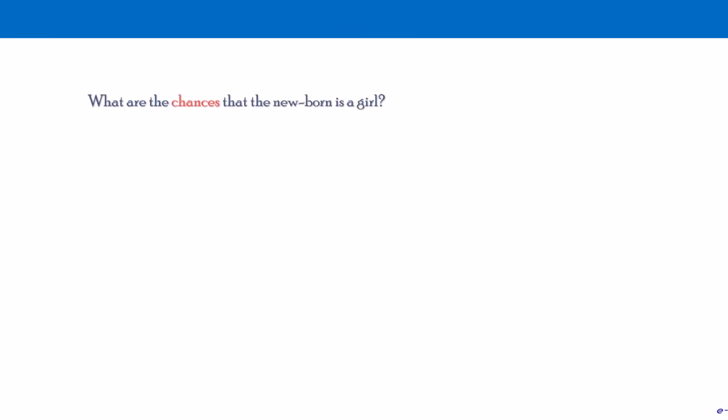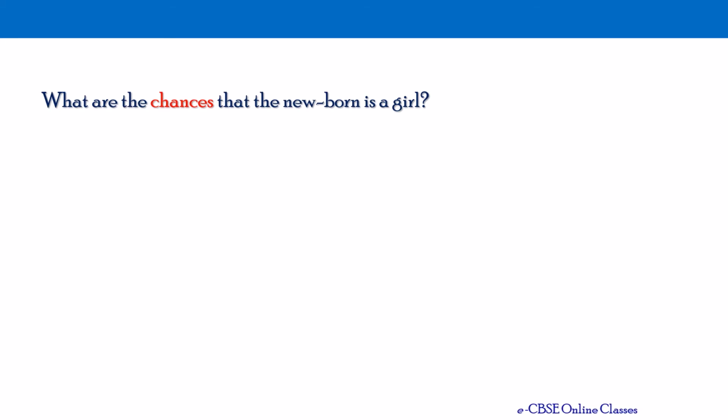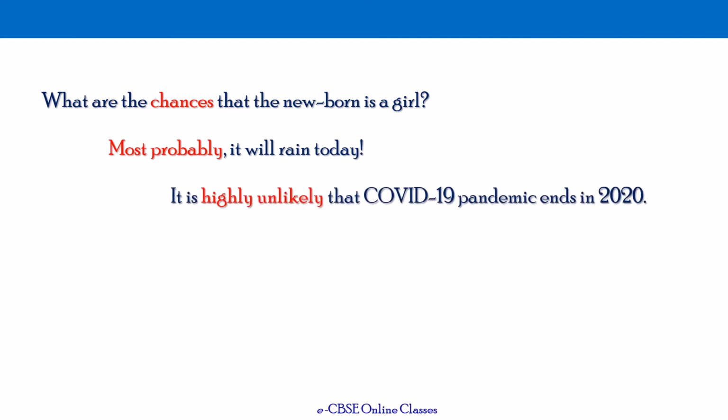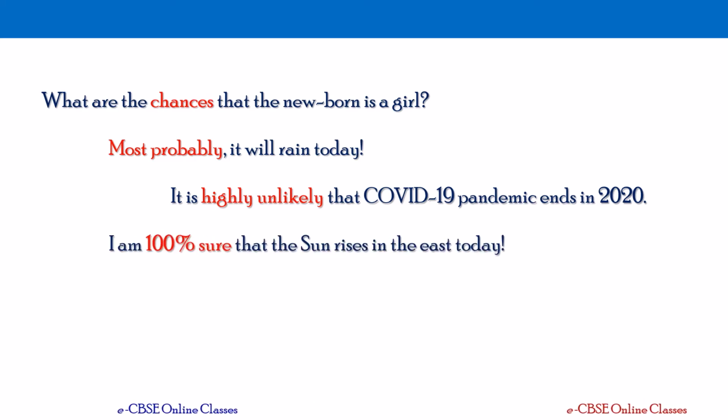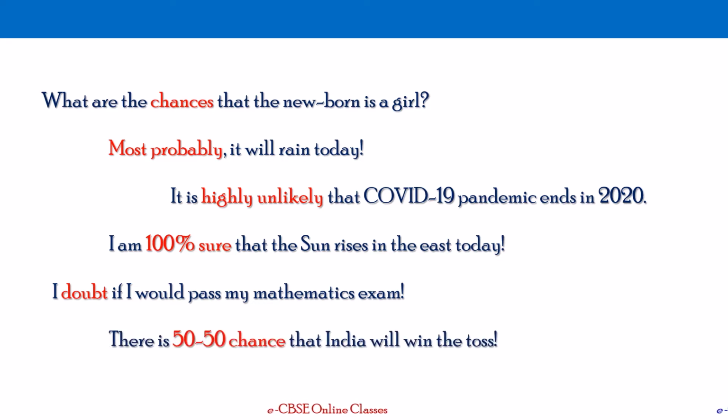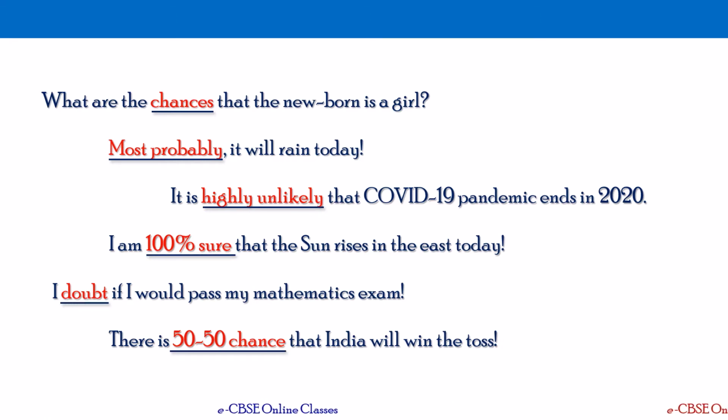Now let's look at some statements here. What are the chances that the newborn is a girl? Most probably it will rain today. It is highly unlikely that COVID-19 pandemic ends in 2020. I am 100% sure that the sun rises in the east today. I doubt if I would pass my mathematics exam. There is 50-50 chance that India will win the toss. Notice the keywords here: chances, most probably, highly unlikely, 100% sure, doubt, 50-50 chance.